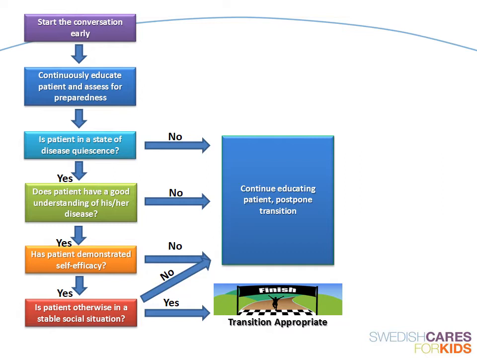So, first of all, is this patient even in a state of disease quiescence? Are they in remission? Or are we really working hard to get disease under control? Because if we're really working hard to get disease under control, it's definitely not the time to really get to the late stages of transition. If the disease is in a state of quiescence, another important question to ask is whether the patient has a good understanding of their disease. If not, then it suggests that we need more time educating before getting ready for transition.